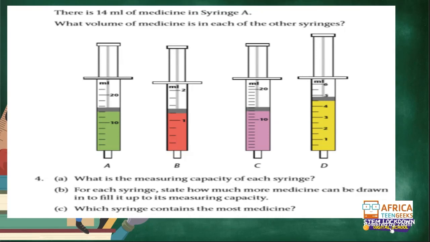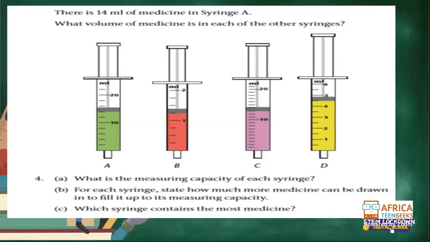Syringe B, please. Okay, I see people saying 1 milliliter. It is less than 1 milliliter. It cannot be 1 milliliter. It is 0.8 milliliters, right? It will be 0.8 milliliters because I'm thinking of time.